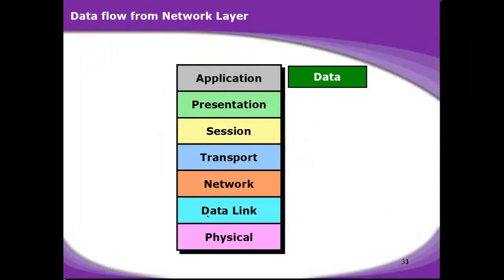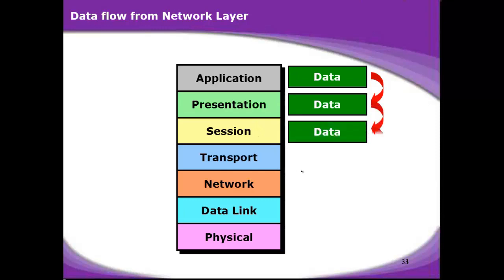Data flow from the application to the physical layer would be like this: the data is received from the application to the presentation, then the data is given to the session layer, and at the transport layer the data is called a segment, which we discussed in detail when we discussed the transport layer in a separate video.